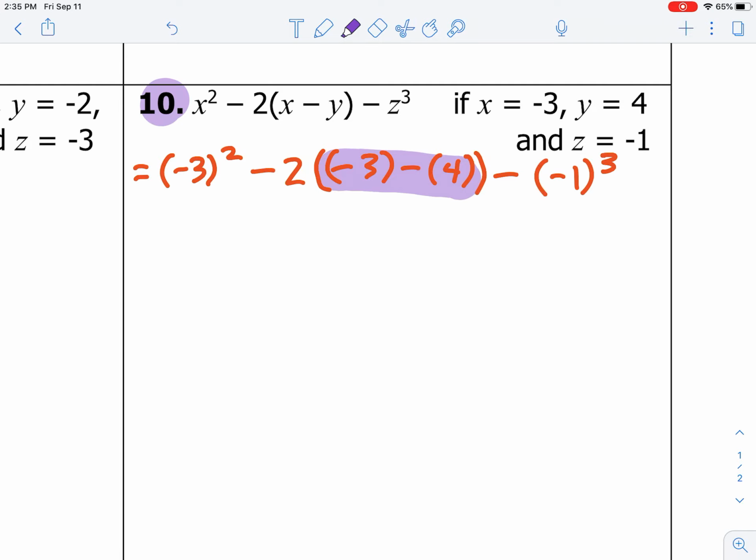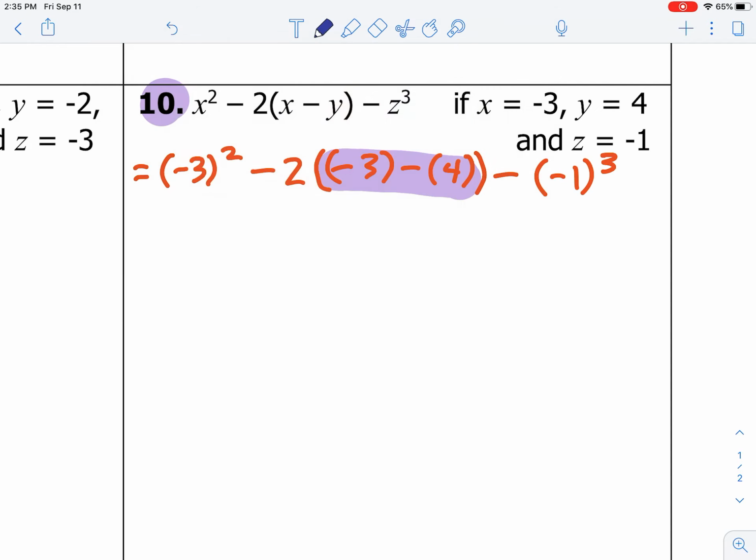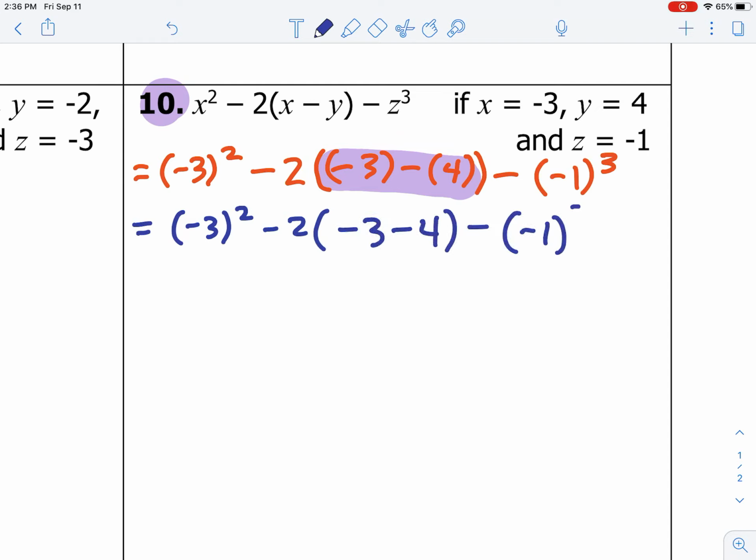So we'll do inside the parentheses first. Inside these parentheses right here, all this is -3 minus 4. The signs are the same. 3 is negative, 4 is negative. When the signs are the same, we add. 3 plus 4 is 7. Since 3 and 4 are both negative, that means they make a -7.